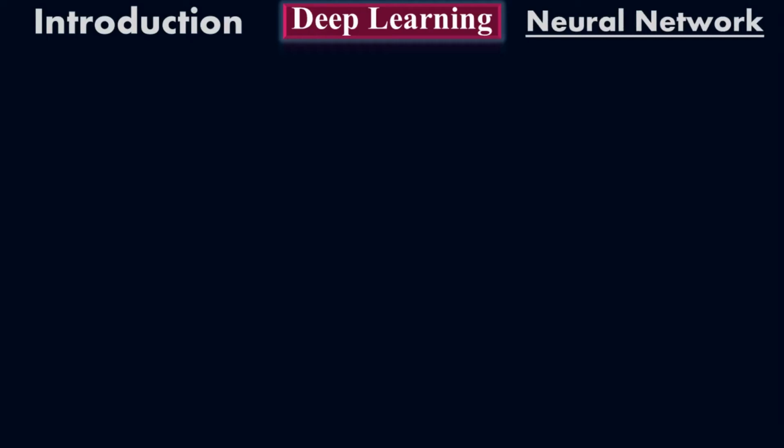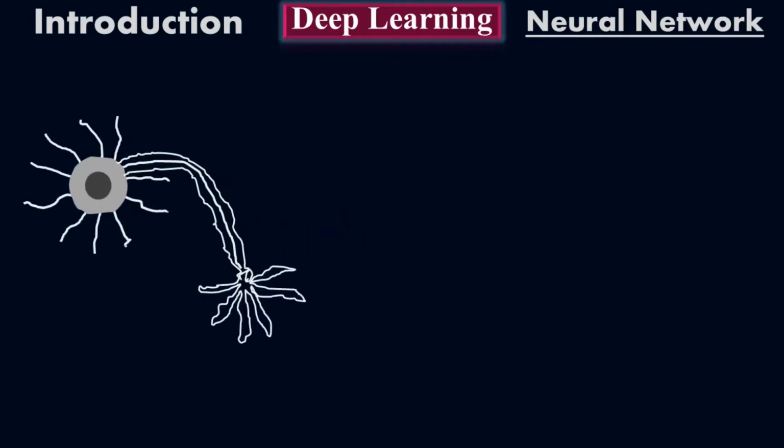But let me first tell you what a neural network is. Let's discuss a bit about the neural network. What is basically a neural network? What is the phenomenon of the neural network in deep learning? Let me first pick a biological neural network.